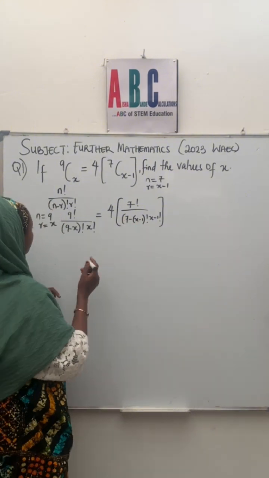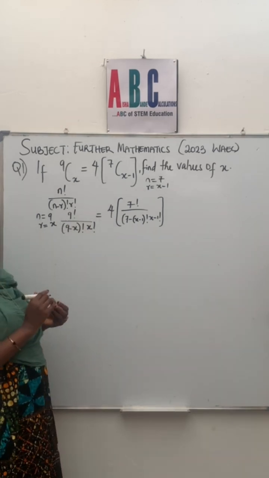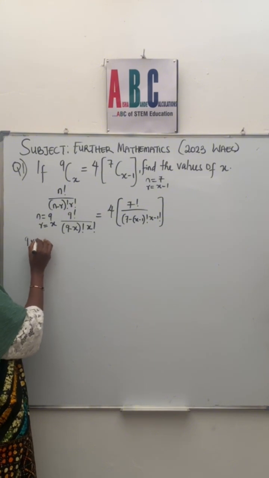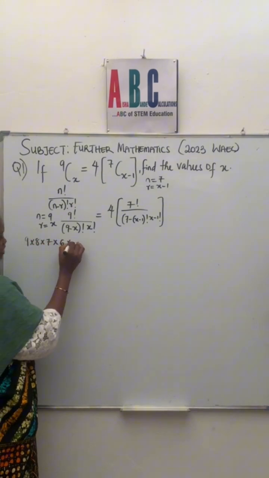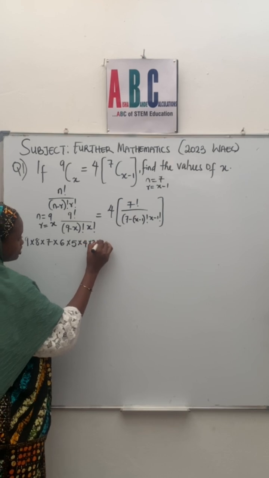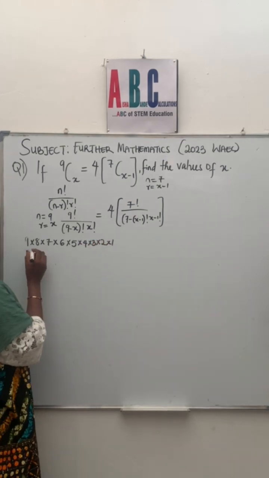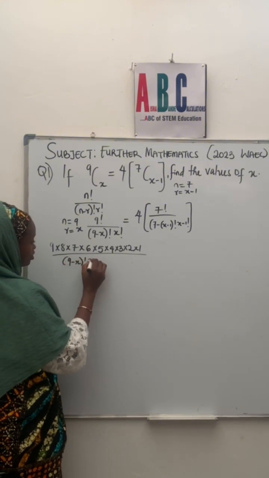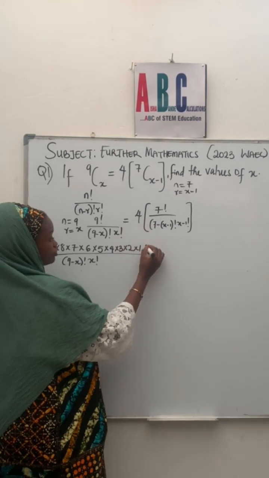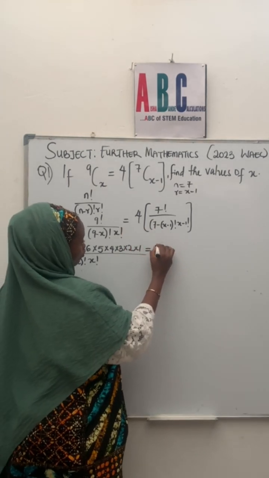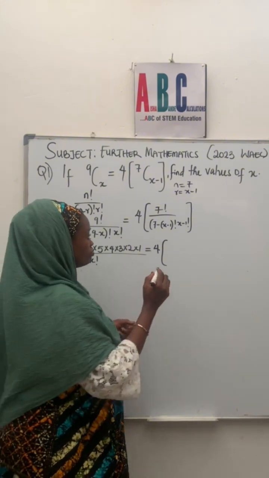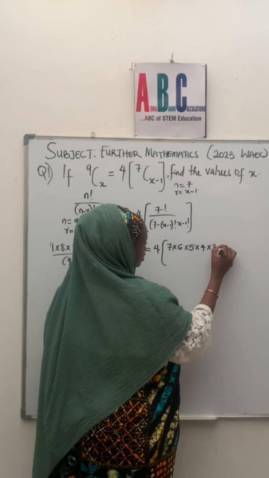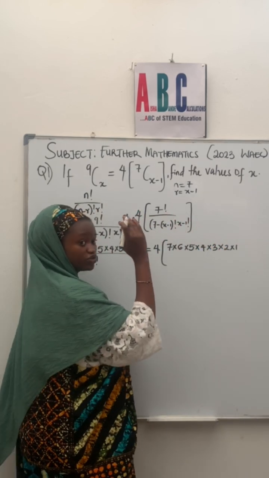Okay, so let's continue. So this 9 factorial here is the same thing as saying 9 times 8 times 7 times 6 times 5 times 4 times 3 times 2 times 1, all over 9 minus x factorial x factorial. Okay, so let's move on to the right hand side. So this is equal to 4 open bracket. The 7 factorial means 7 times 6 times 5 times 4 times 3 times 2 times 1. Okay, that's for the numerator.